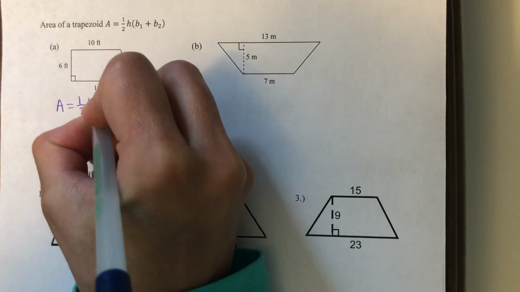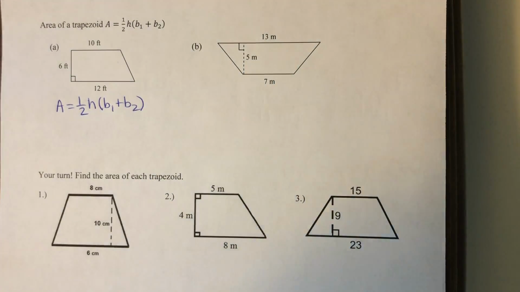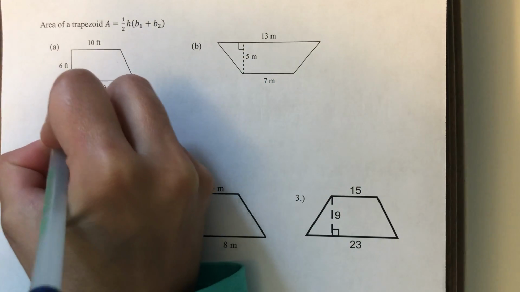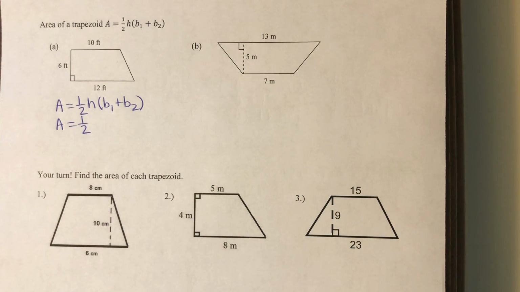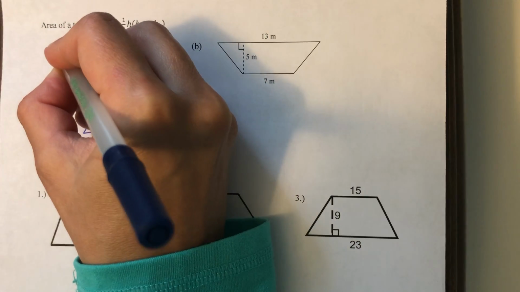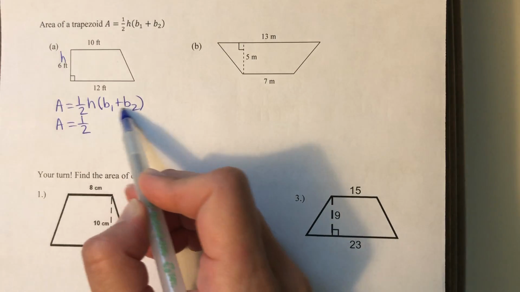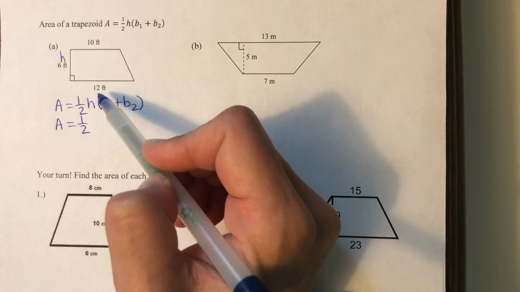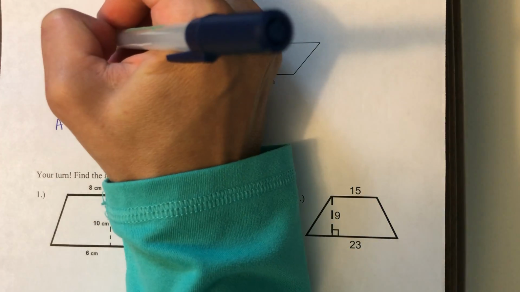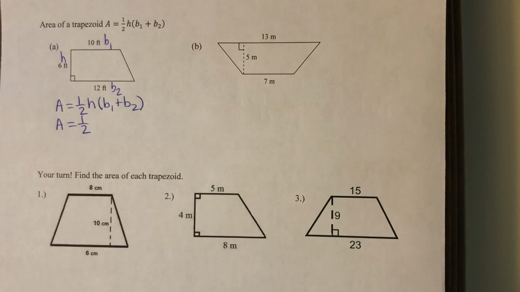1/2 height, base 1 plus base 2. A equals, bring down that 1/2. All right, let's go through what these dimensions are. Height, remember, straight up and down vertical. So that's going to be the 6 because it's going right up and down. The bases are these two numbers here. It doesn't matter which one we call which. I'll call base 1 the 10 and I'll call base 2 the 12.